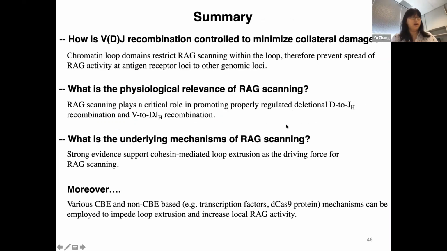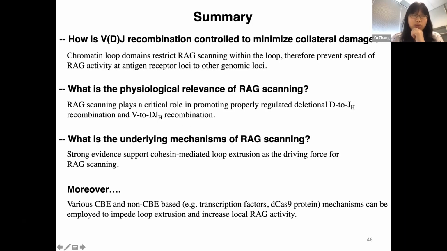So in summary, what I have shown here is that, first of all, chromatin loop domains is an efficient way to restrict RAG scanning within the loop, therefore preventing spread of RAG activity at antigen receptor loci to other genomic loci, and therefore preventing unnecessary oncogenic translocations. And I have also shown that this RAG scanning plays a critical role in promoting properly regulated initial D2J recombination and the V2DJ recombination.